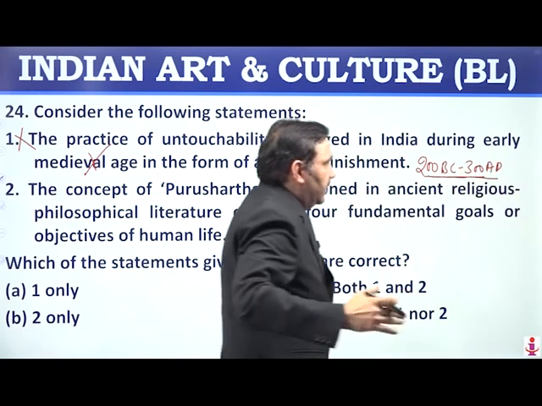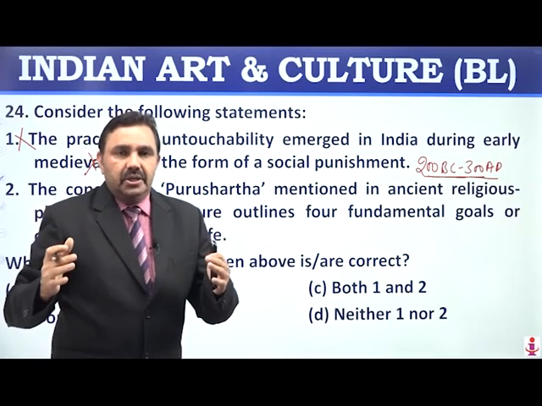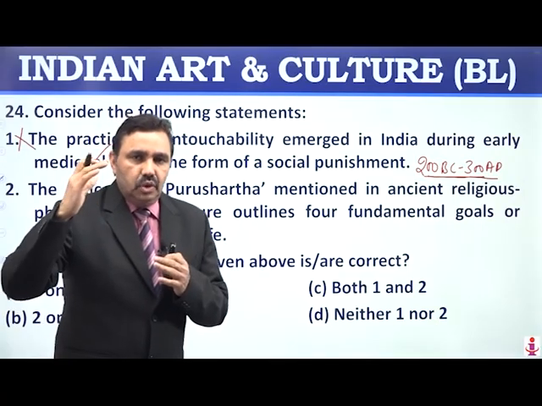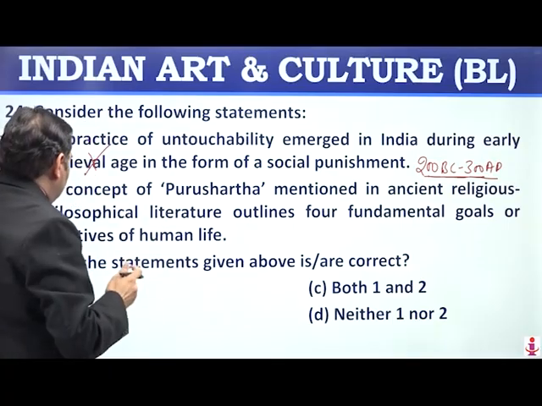Manusmriti provides the earliest reference of untouchability. Untouchability was a form of social punishment that was given to those people who did not follow the social norms or the social behavior properly.